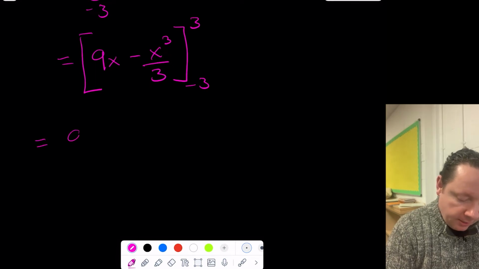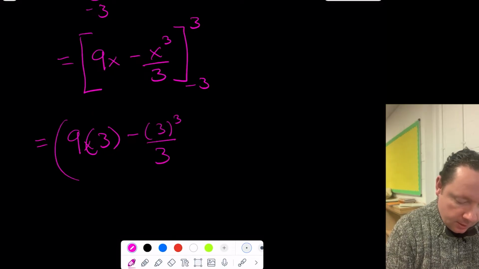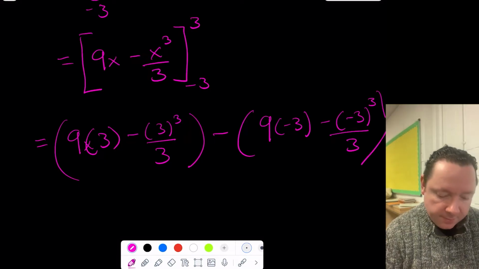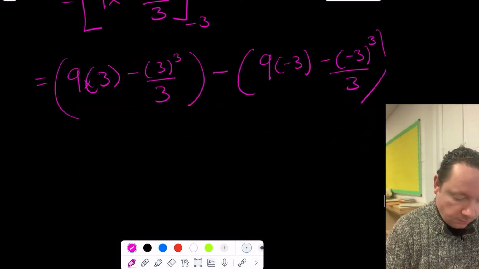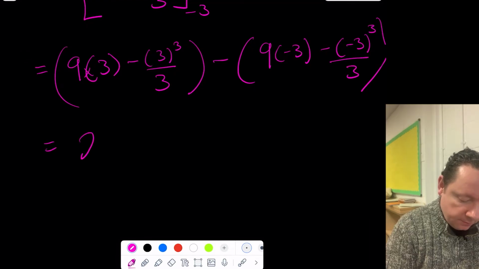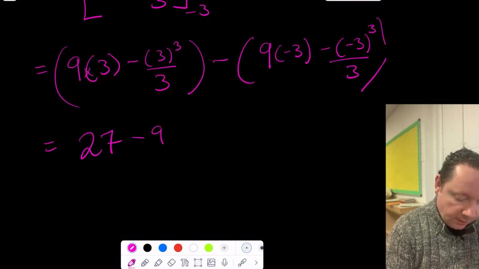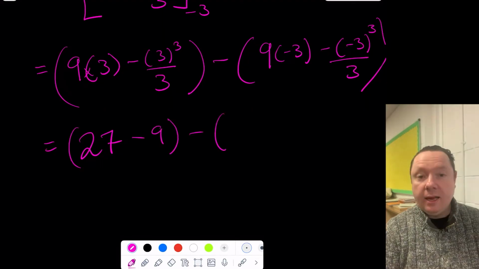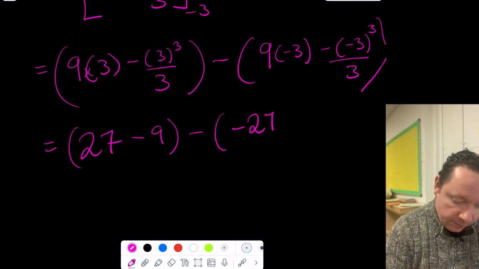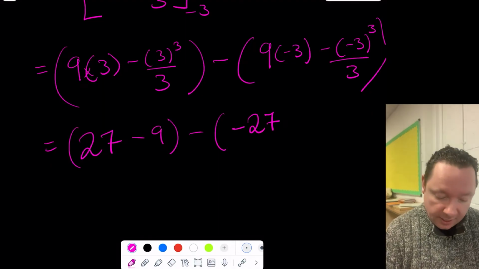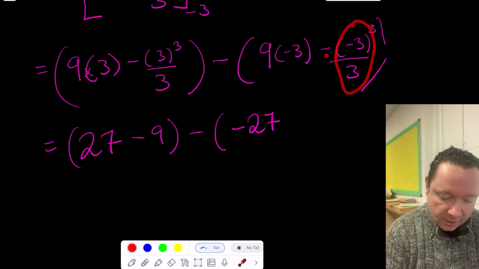So the first bracket, 9 times 3 minus 3 cubed over 3. Take away our second bracket, 9 times minus 3 minus minus 3 cubed over 3. Make sure when you're substituting in, you watch out for all the negatives appearing. 9 times 3 is 27. 3 cubed is 27, divided by 3 is 9. So the first bracket is just 27 minus 9. Take away the second bracket, 9 times minus 3 is minus 27. Minus 3 cubed is minus 27, divided by 3 is minus 9. But since that's minus 9 and it's take away, it's plus 9.